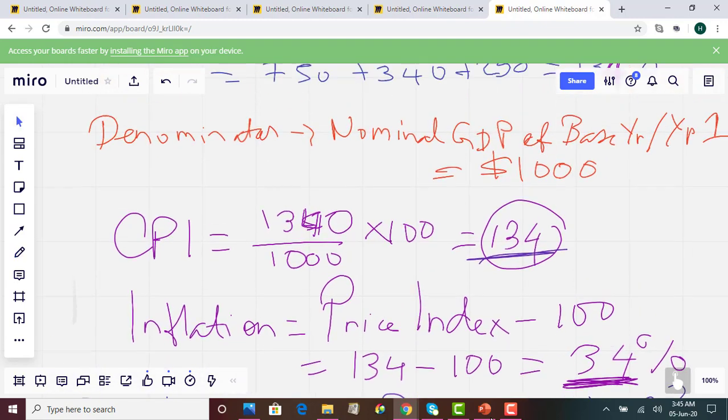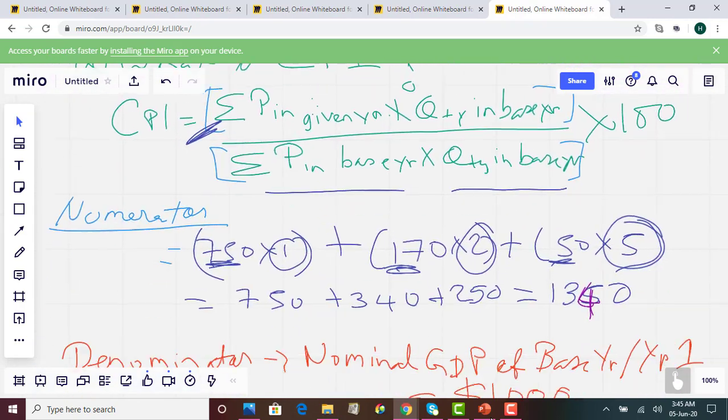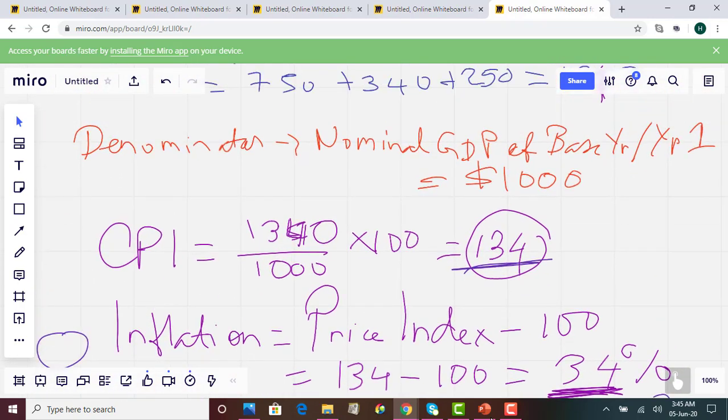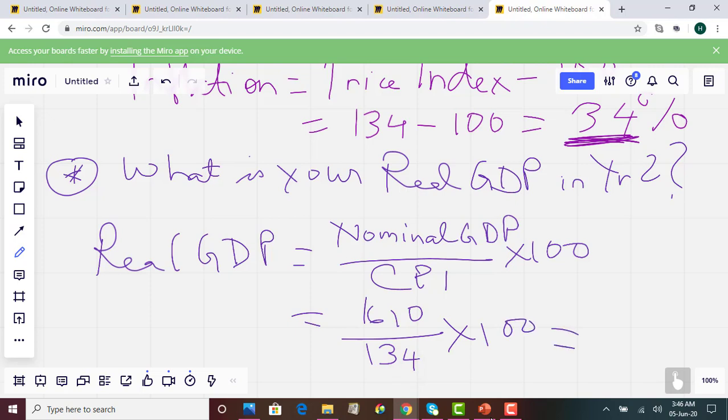The nominal GDP in year 2 is 1610. You calculated that, you saw that. Okay, 1610, and we know the CPI is 134. Then we multiply by 100, so 1610 divided by 134 times 100 is 1201. Now look at this number. It did go up from 1000. The nominal GDP in year 1 was 1000, but the nominal GDP in year 2 was 1610, right?